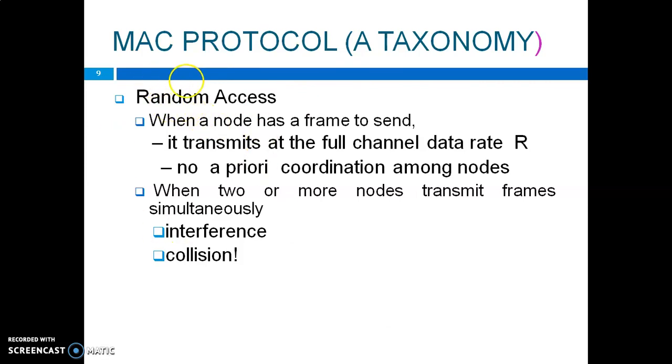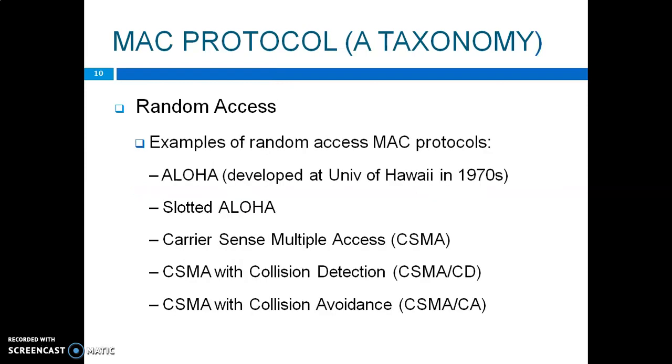So in random access, just imagine a node has a frame to send. What can it do? It transmits at full channel data rate, with no priority coordination among the nodes. If two or more nodes transmit a frame simultaneously, obviously they face interference and collisions. So this is the disadvantage of random access.